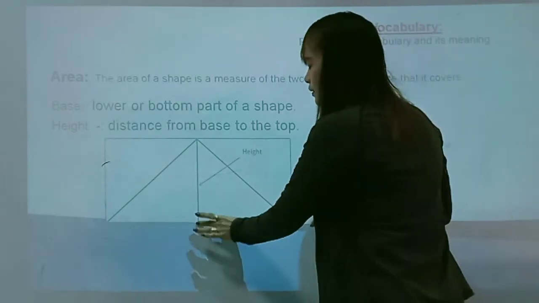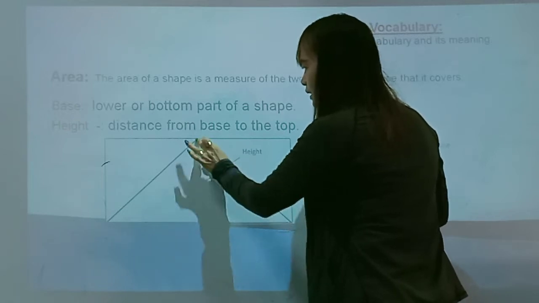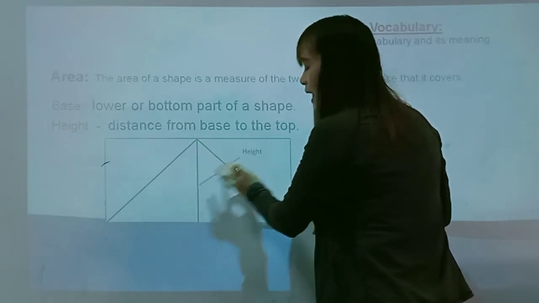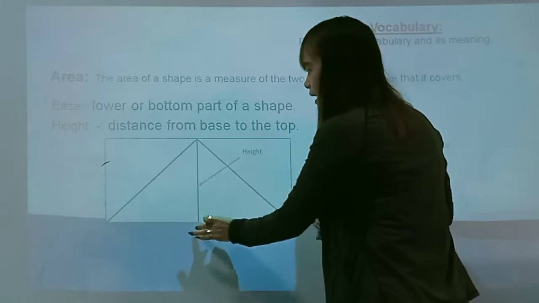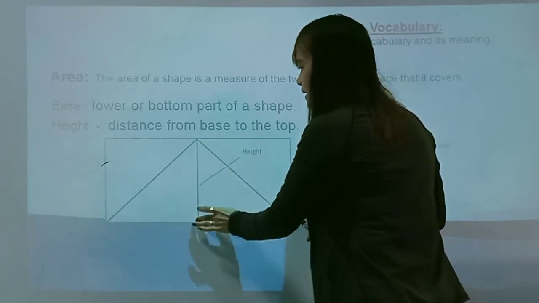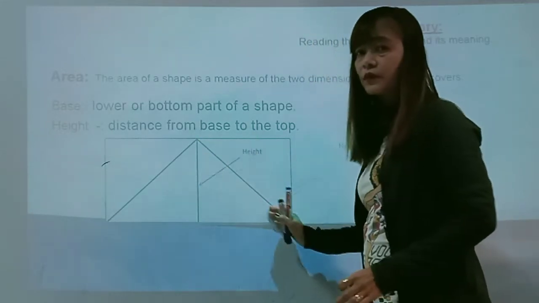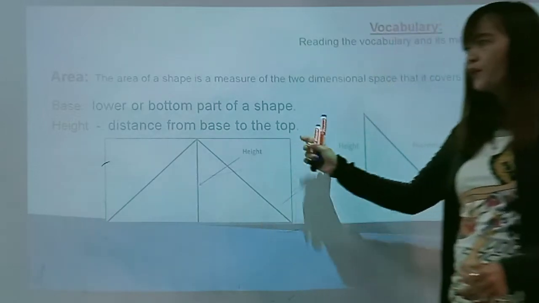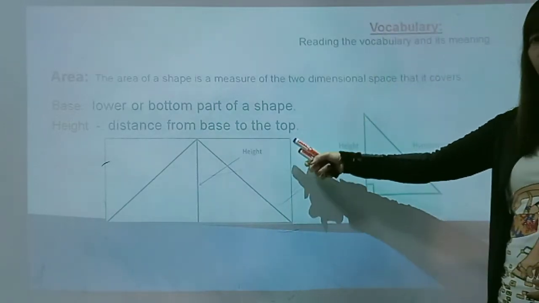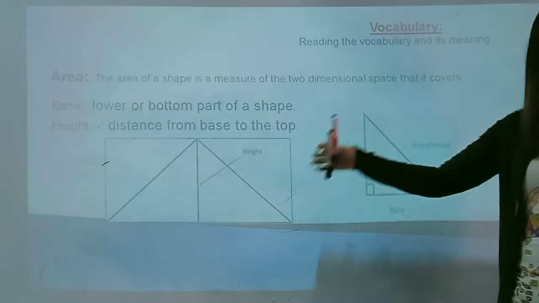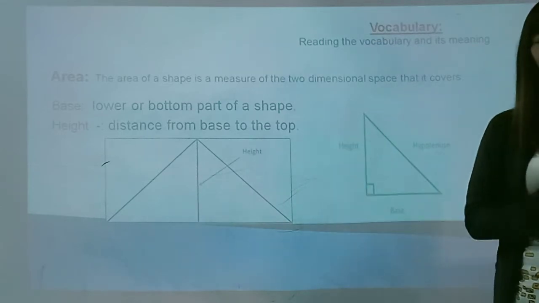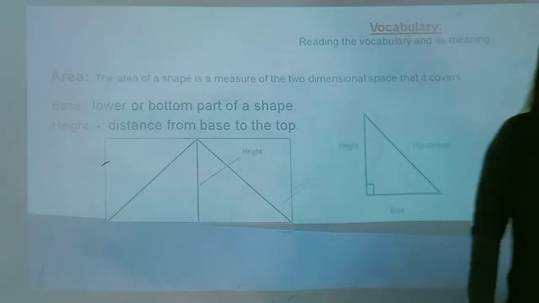And this shape at the middle, this is the right angle. This is what we call the height of a given triangle. Any questions, class, regarding the base and the height? Our vocabulary words for today will help us understand our lesson.